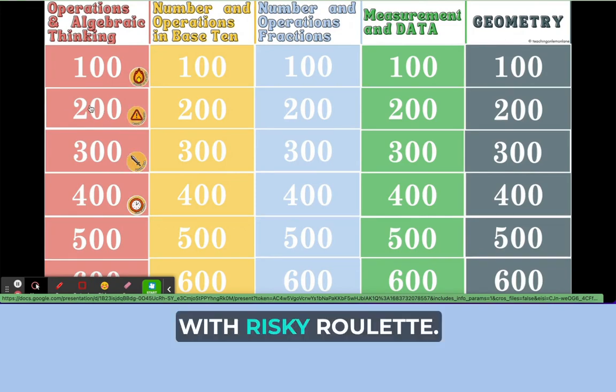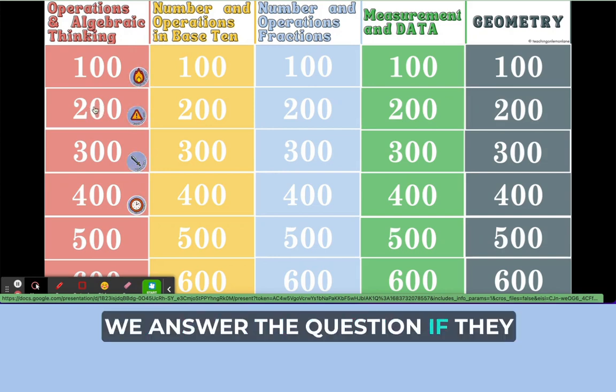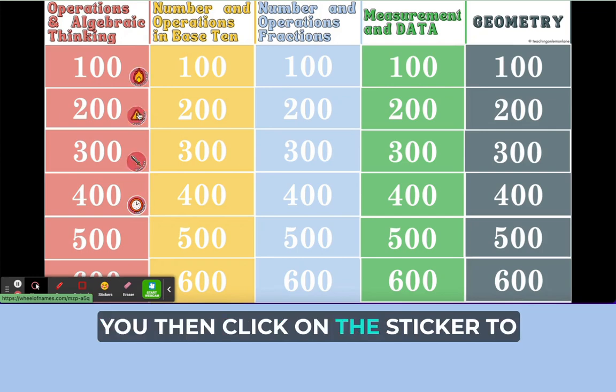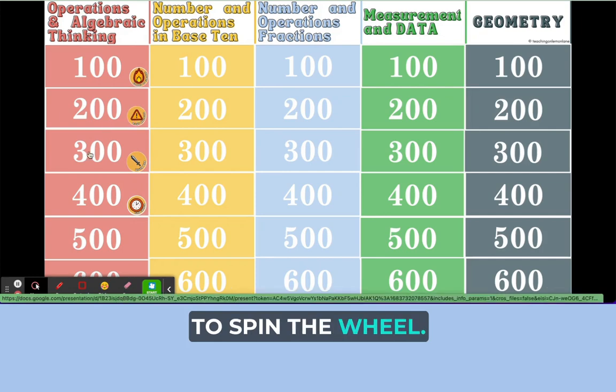So with risky roulette, we click on the question first. We answer the question. If they get the answer correctly when we're playing in Google Slides, you then click on the sticker to give them that chance to spin the wheel.